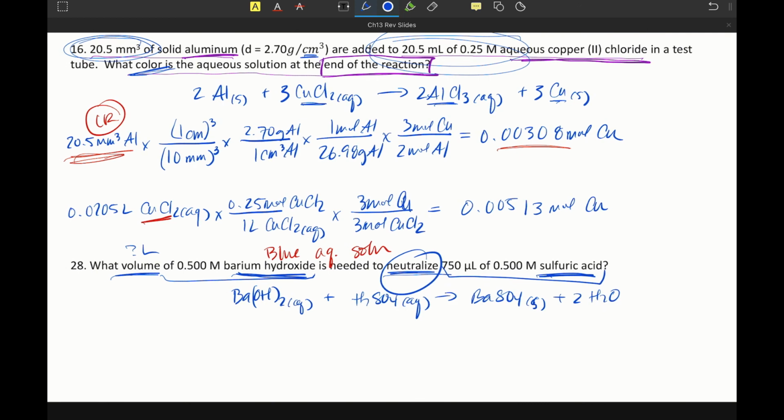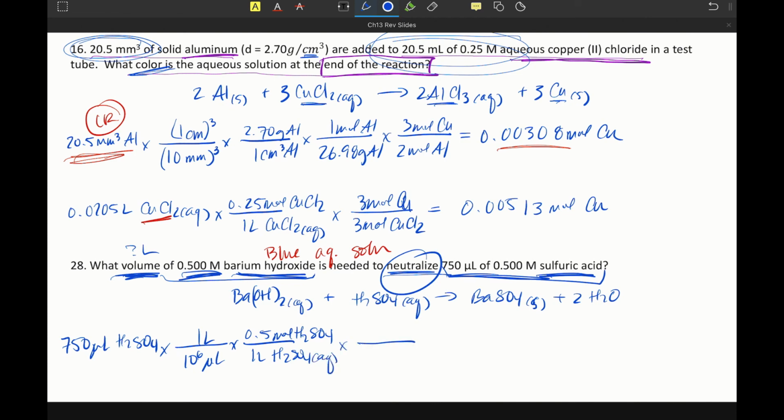This is a conversion factor, not a given, and it converts between moles and liters of barium hydroxide. I'm going to need that when I'm ready to get to volume, but that means I'm going to start over here. I'm going to start from my 750, oh, look at that unit, microliters of H2SO4. I'm going to have to get from microliters to liters, so you have to think all the way back. Then we're going to use our molarity, which says that there are 0.5 moles of sulfuric acid for every 1 liter of our sulfuric acid.